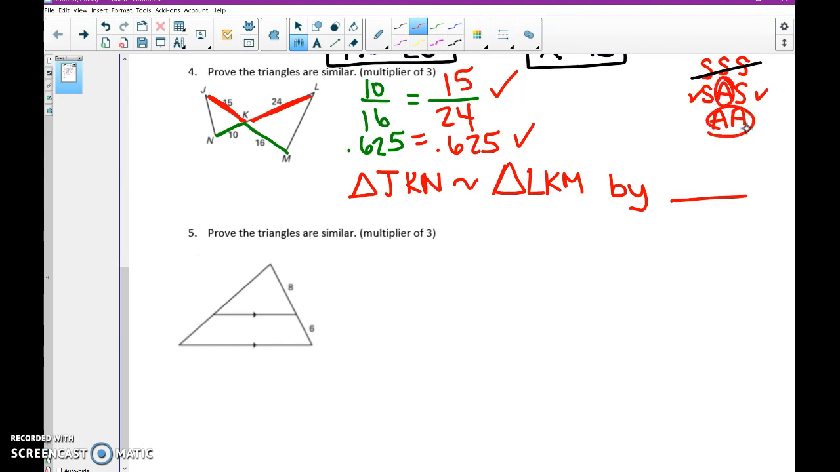I either have to have 2 sets of angles for angle, angle, or 1 set. I'm going to prefer angle or side angle side, because I only have to do one. There are no parallel lines here. So don't say alternate interior, don't say corresponding. None of those are options, okay, because we do not have parallel lines.